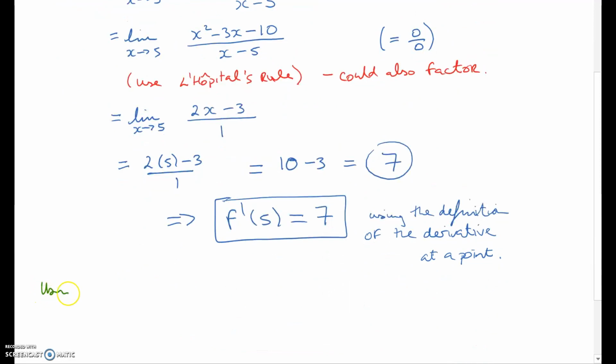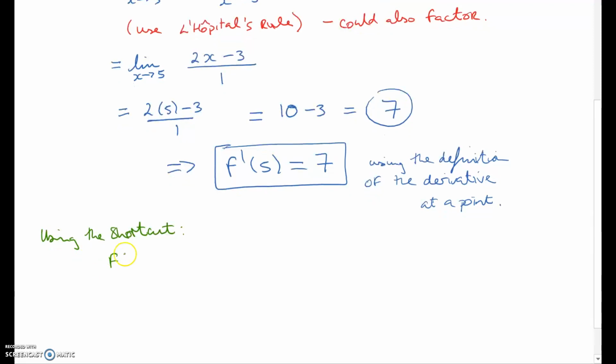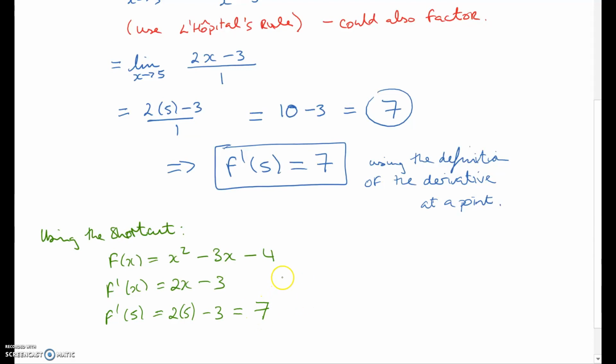Using the shortcut, we have f of x is equal to x squared minus 3x minus 4. So f prime of x would be 2x minus 3, and f prime of 5 would be 2 times 5 minus 3, which is equal to 7. Okay, so the same answer, which is a relief, because if we're trying to find something with a single answer, they would both need to be exactly the same. But using the shortcut is much, much quicker.